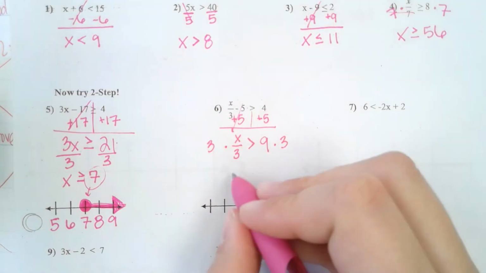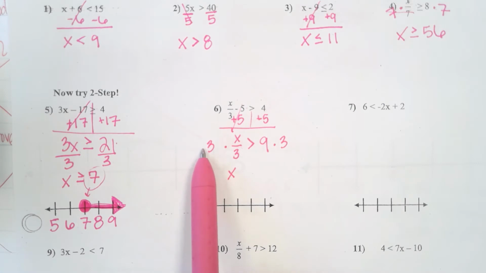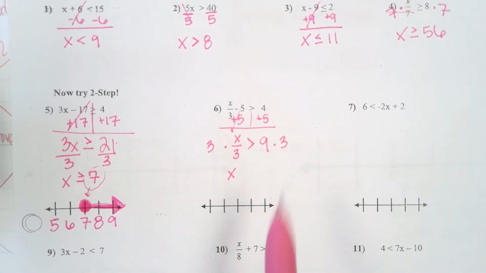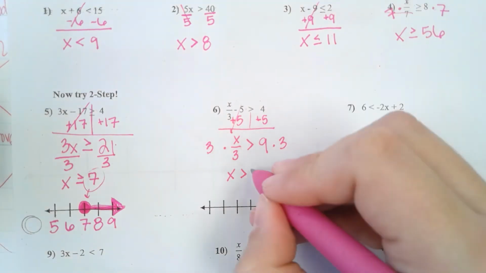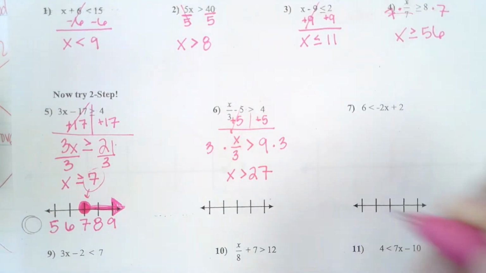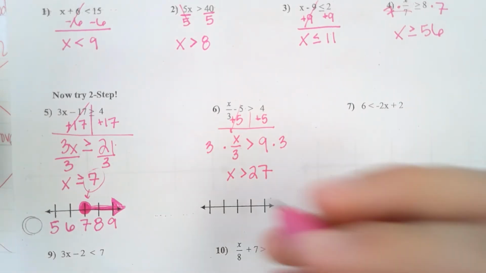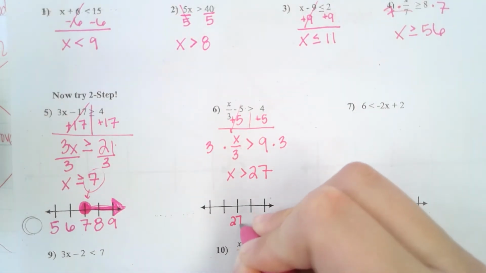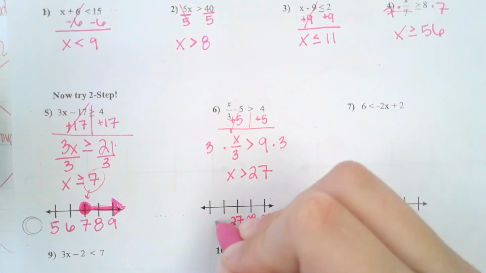and I am going to get x is, do I need to flip my sign? Did I multiply by a negative? Nope. So I'm going to keep the same sign. And then 9 times 3 is 27. Okay. So once again, when I go to graph it, whatever answer we get is going to be the middle number here. And then you can start filling in the rest of your number line.